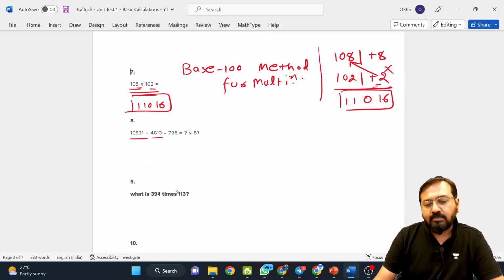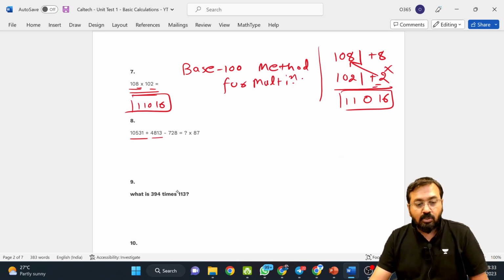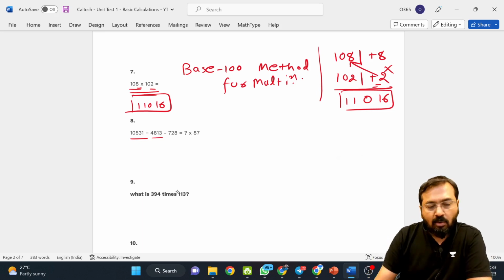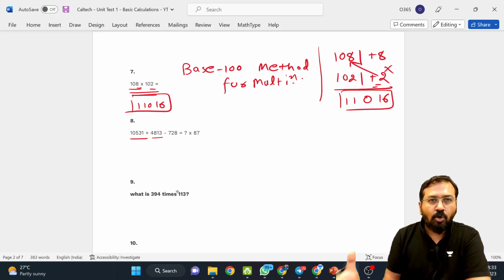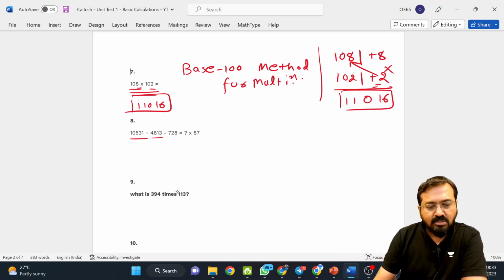10531 plus 4813 minus 728 is equal to 87 into what? Now this looks like a slightly complicated calculation. Since we don't have any options, we can't check by digits and all. So let's just do a simple addition and subtraction. First, we'll subtract this number from this one.